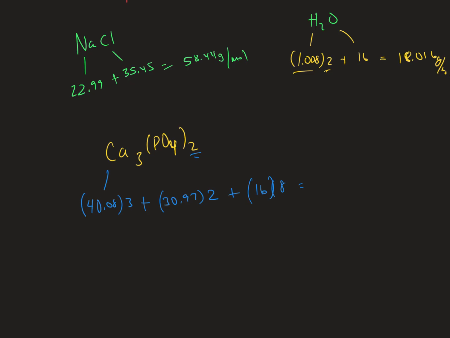We're finding the molar mass. What should we round to, because we're not given any? How many decimal places should we round this to? 2 decimal places. That's all the atomic masses are, right? Anybody get an answer yet? 310.18 grams per mole.